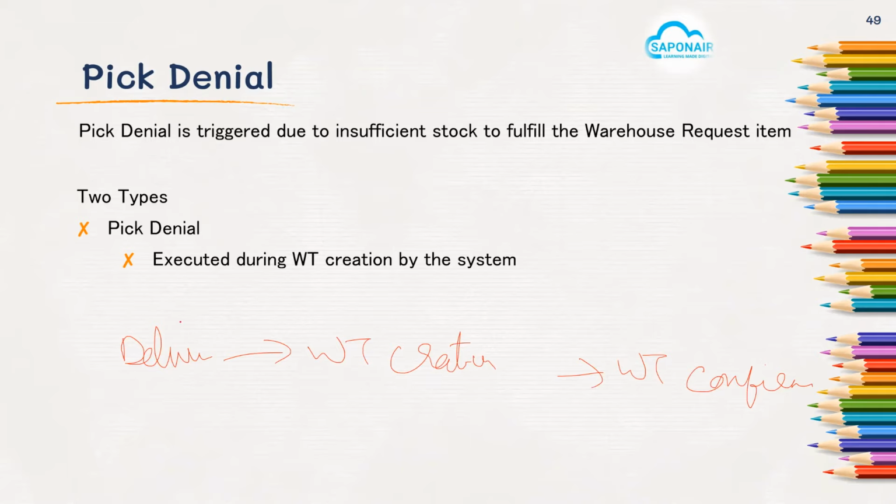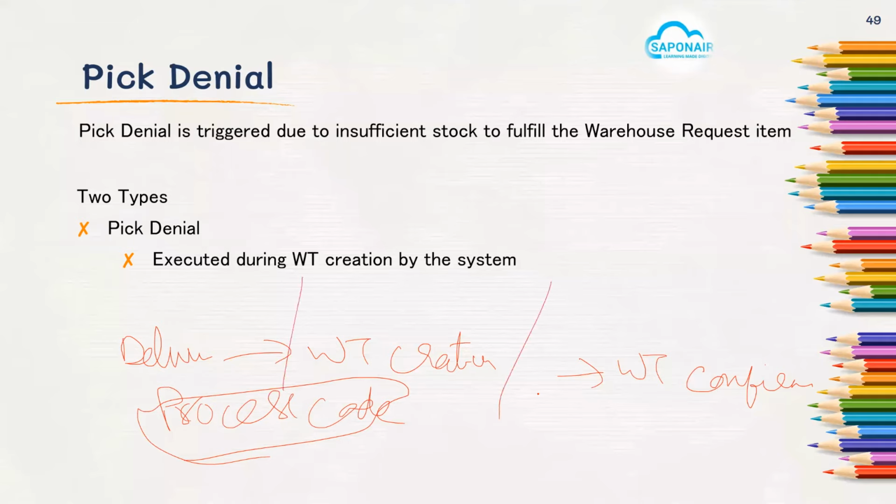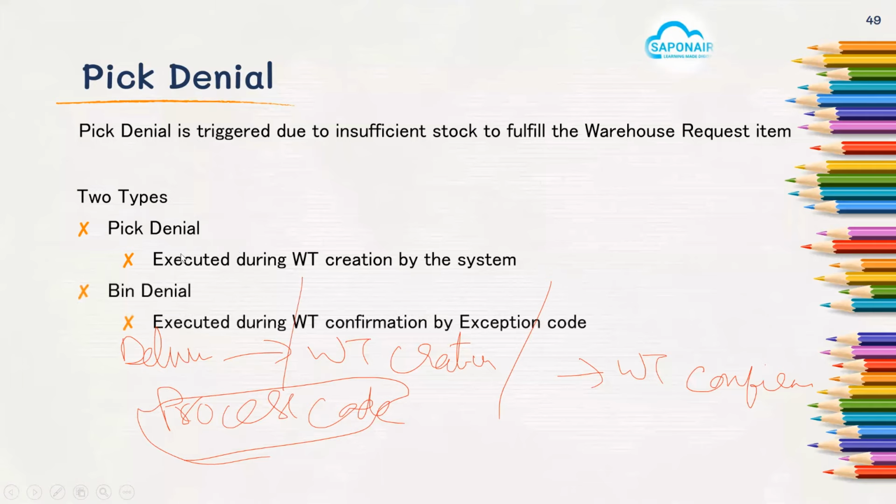Technically, we have something called process codes, which the system triggers, or sometimes we maintain these process codes to cancel or to reduce the quantity at three different stages. So at the time of pick denials, at the time of delivery or during the time of warehouse task creation, consider it as a pick denial. And at the time of warehouse task confirmation, you will consider it as a bin denial.